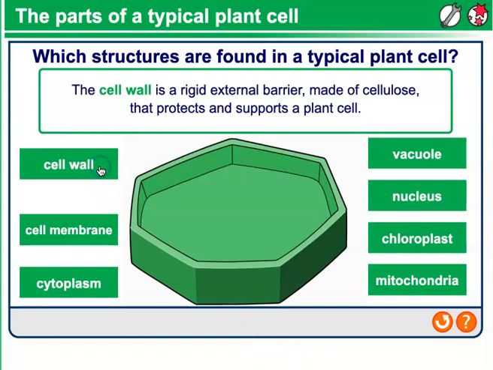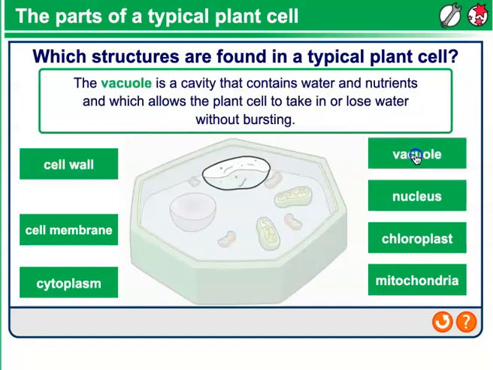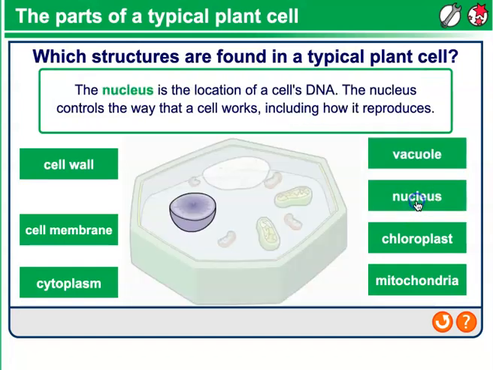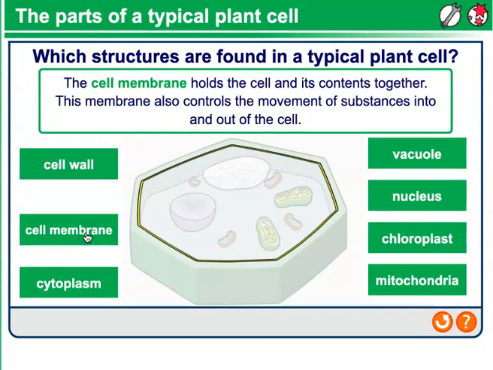The cell wall is a rigid external barrier made of cellulose that protects and supports a plant cell. The vacuole is a cavity that contains water and nutrients, and which allows the plant cell to take in or lose water without bursting. The nucleus is the location of the cell's DNA. The nucleus controls the way that a cell works, including how it reproduces. The cell membrane holds the cell and its contents together. This membrane also controls the movement of substances into and out of the cell.